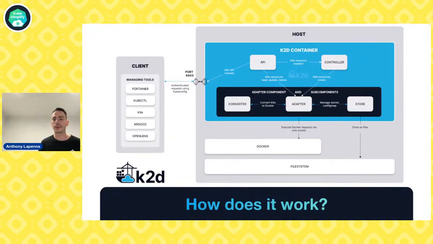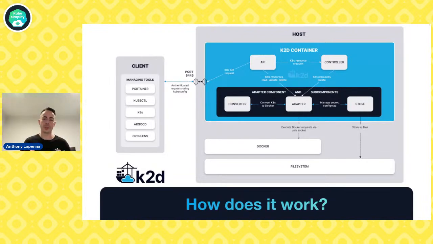Okay, let's have a look at a high-level architecture diagram here and how it works before we dig into a demonstration. So as I was telling you earlier, K2D is basically running as a single container on your device, your host. So you just need to have Docker or Podman installed, and we'll see what the deployment instructions are in a bit, but you just need to make sure that your K2D container can talk to the Docker daemon and to the file system as well. But basically, there are three main components inside K2D, which are the API server, the controller, and the adapter.